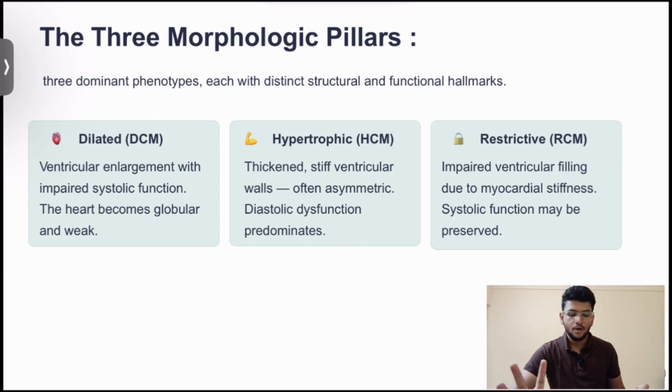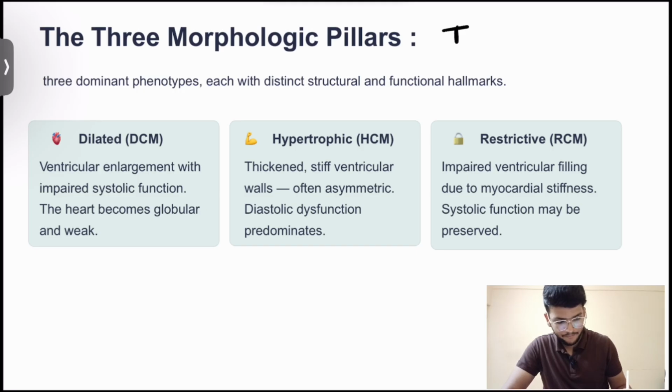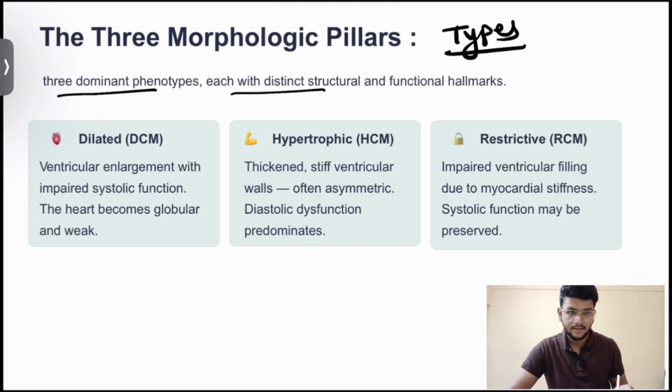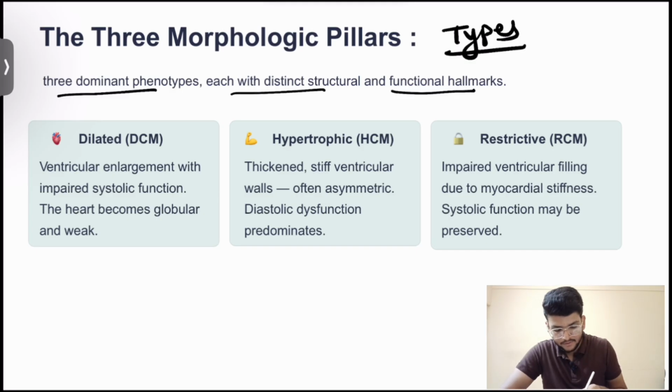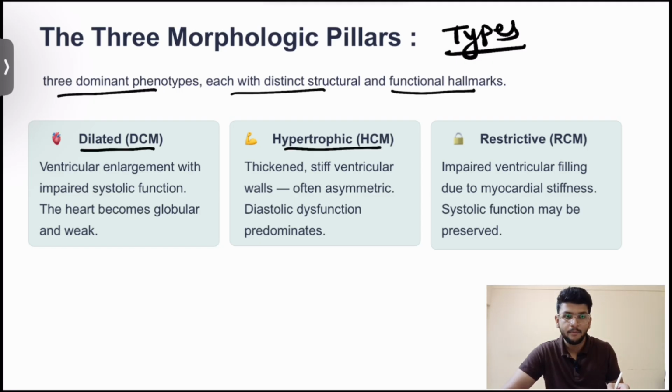There are three morphological pillars, or types, of cardiomyopathy. Three different phenotypes, each with distinct structural or functional hallmarks. Basically, we have dilated cardiomyopathy, hypertrophic cardiomyopathy, and restrictive cardiomyopathy.